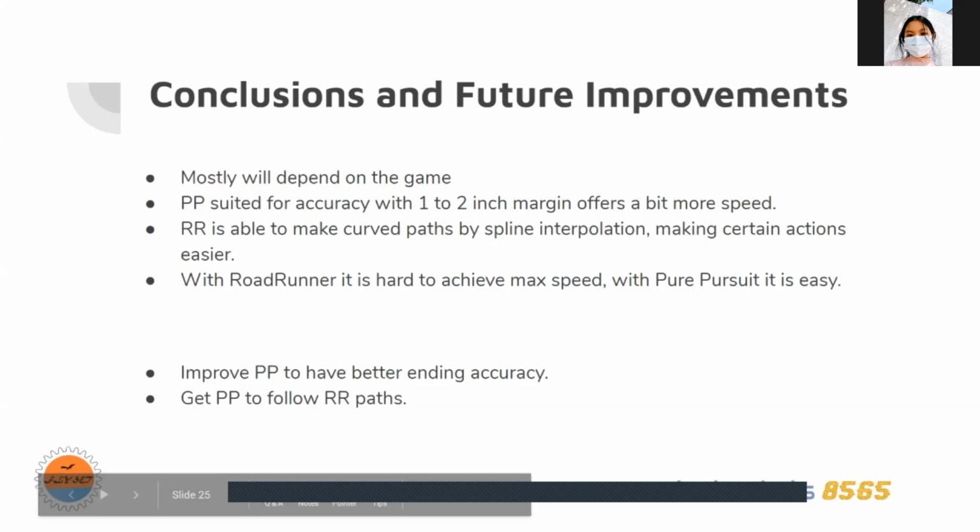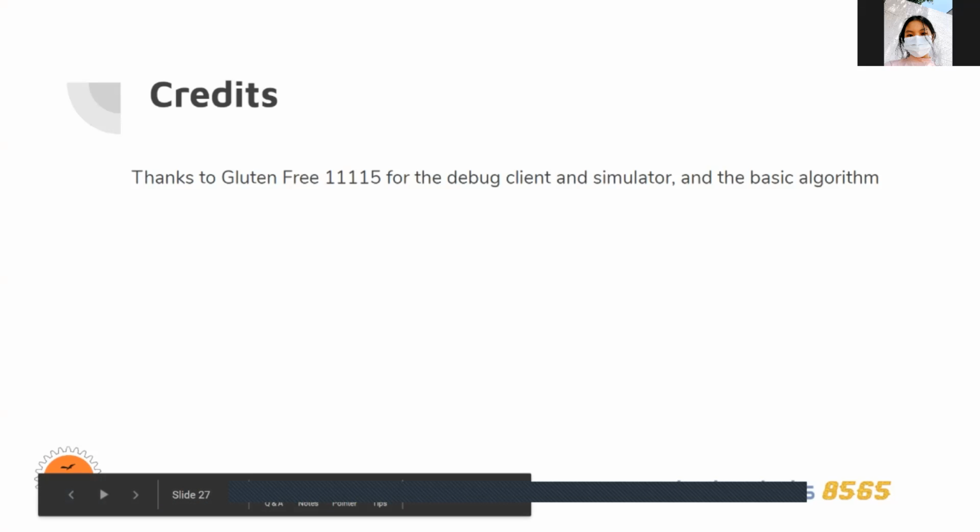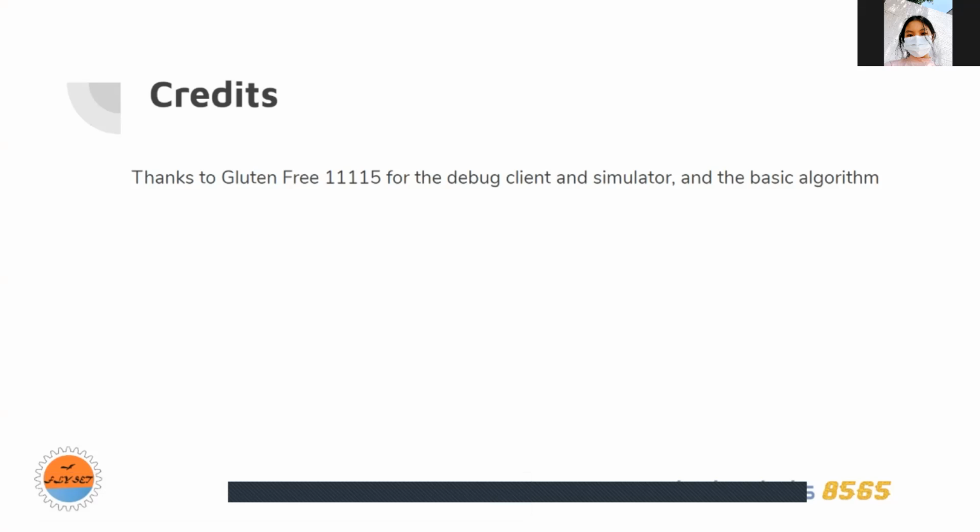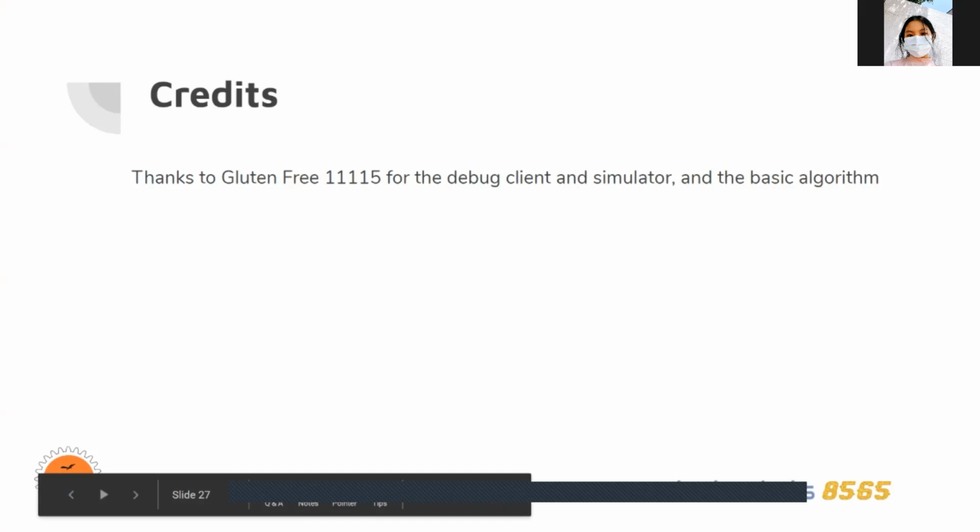All right. And credits, thanks to Gluten Free for the debug client and the simulator. They developed that, and they also provided the basic Pure Pursuit algorithm, which we built off of.